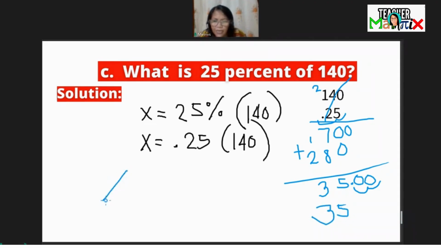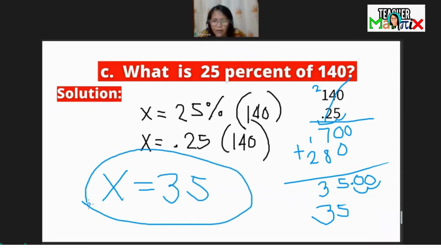Meaning our answer is 35. In short, the complete answer is 35 is 25% of 140. Do you understand? I hope you really understand my discussion.